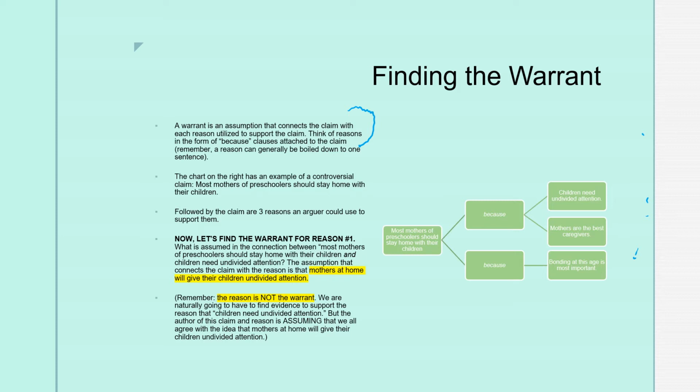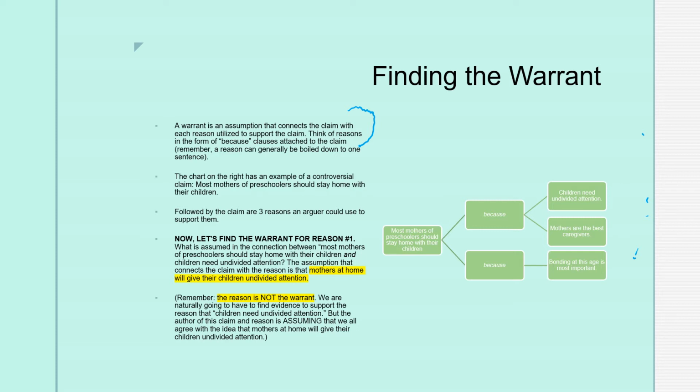So you're writing a claim, you have your claim of your particular topic, the position that you're arguing, and then you have several reasons. You always have to have several reasons to make a paper. You just can't have one. Think of reasons in the form of because clauses attached to the claim. And remember, I had said earlier that a reason can generally be boiled down to one sentence. So I've made a little chart on the right.